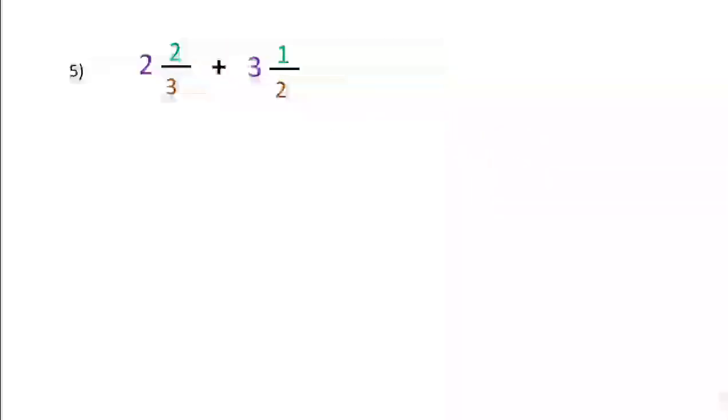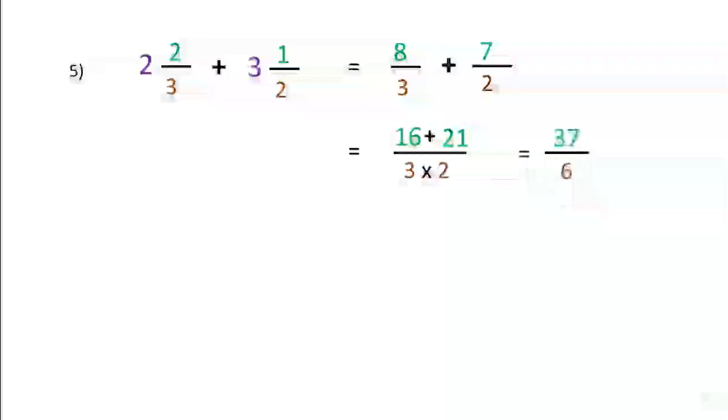Next, 2 2 by 3 plus 3 1 by 2. We change this into improper. 3 into 2 is 6. 6 plus 2 is 8 by 3, plus 2 into 3 is 6. 6 plus 1 is 7 by 2. Next, we cross multiply. 2 into 8 is 16 plus 3 into 7 is 21, by 3 into 2. 16 plus 21 is 37 by 6. No common number. So the answer is 37 by 6.